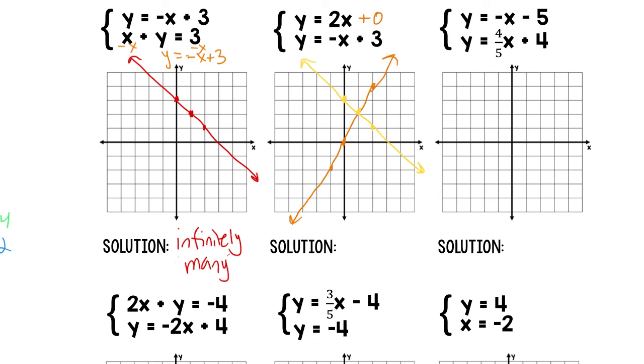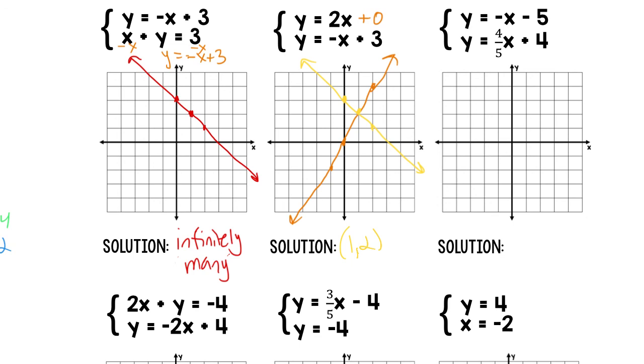Looks like these are intersecting lines, and they have one solution. And it's going to be at point 1, 2. So at point 1, 2 is our solution. All right, try the next one.